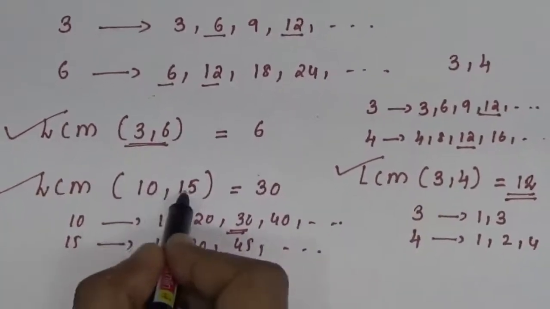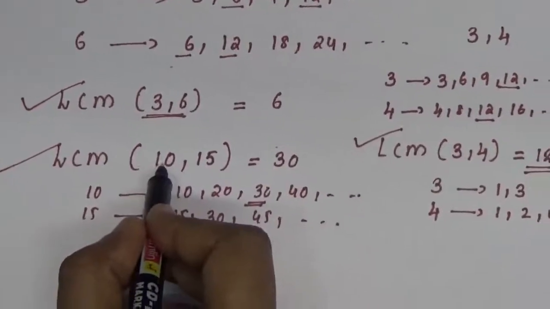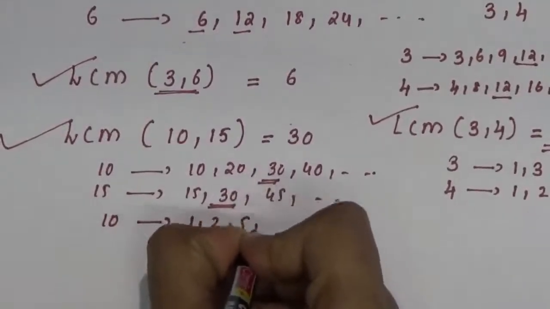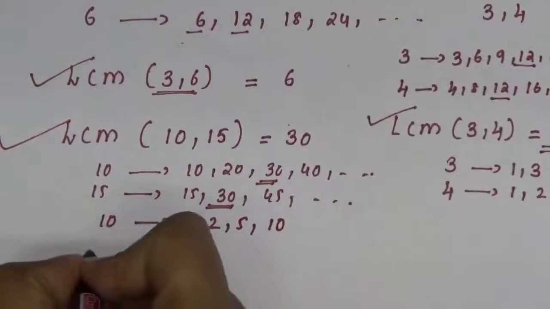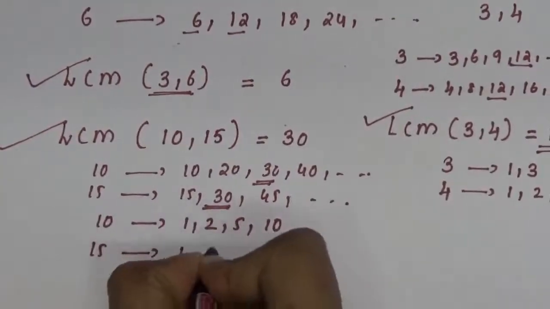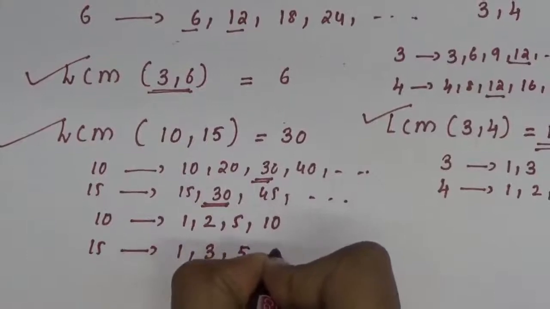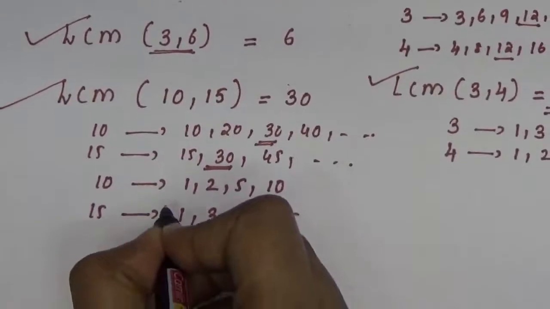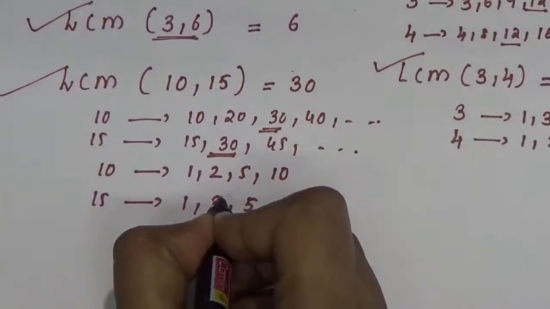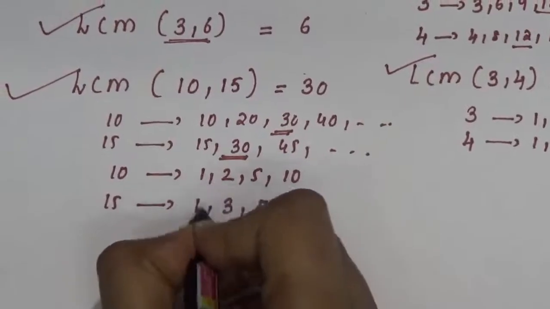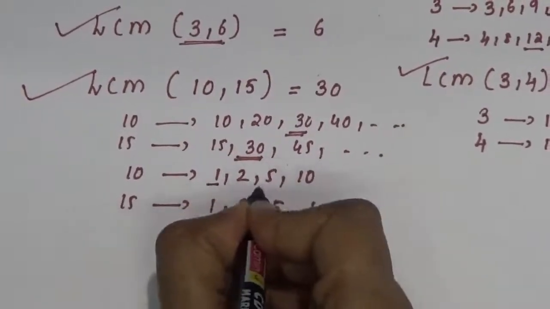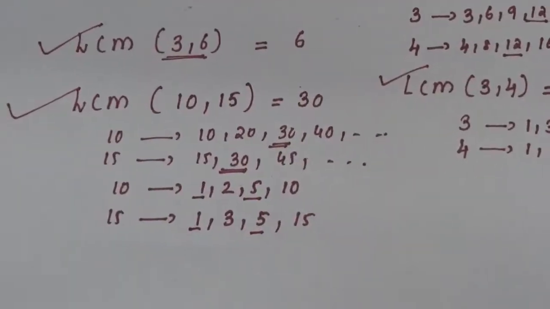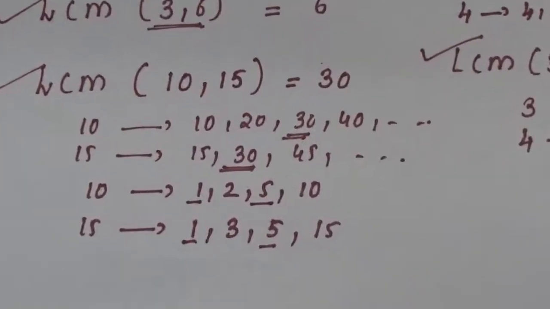They are not prime to each other because the factors of 10 are 1, 2, 5, 10. Factors of 15 are 1, 3, 5, 15. We say two numbers are prime to each other if they don't have any common factor other than 1. So here we can see the common factors 1 and 5. So these two numbers are not prime to each other. In that case, we find the LCM in another way.